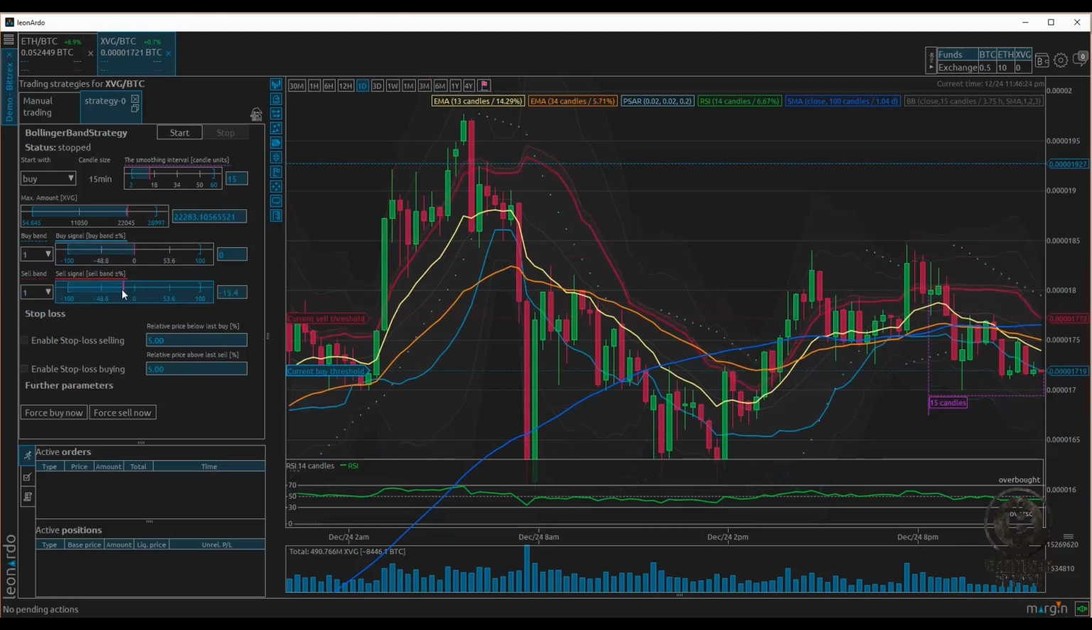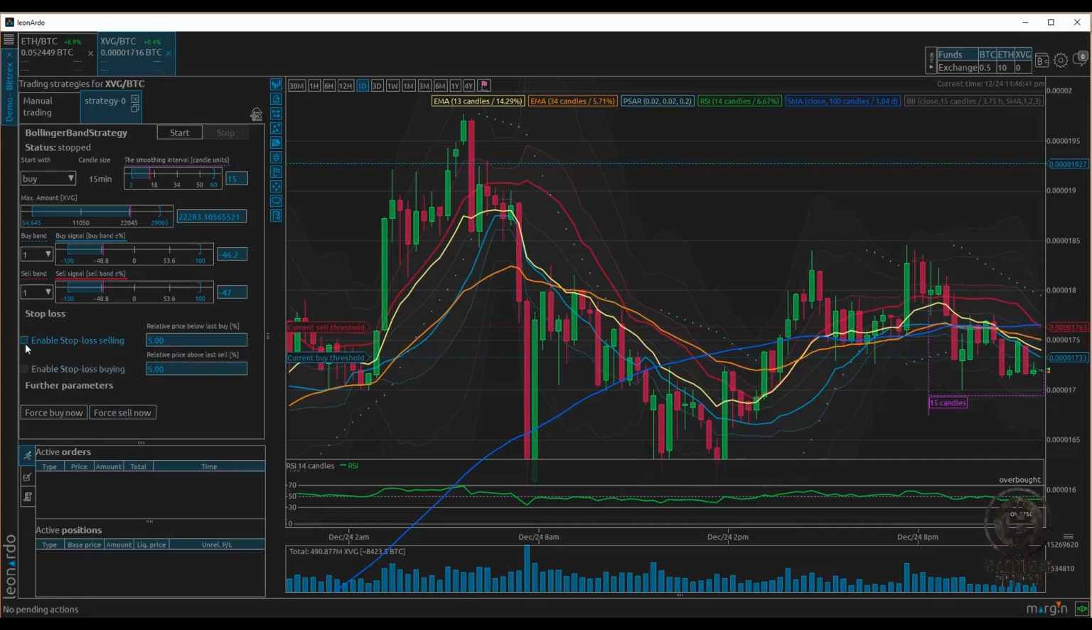I can't wait to be using this platform, this bot here. It's really well done. I mean, visually it looks amazing. And this is how you do it.